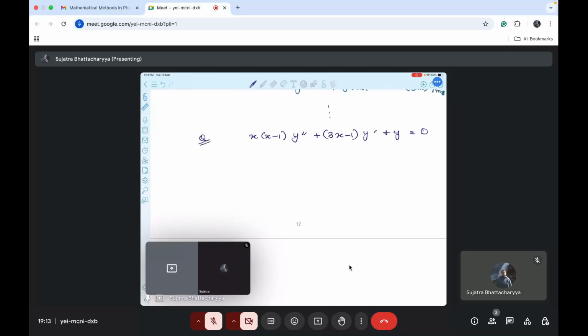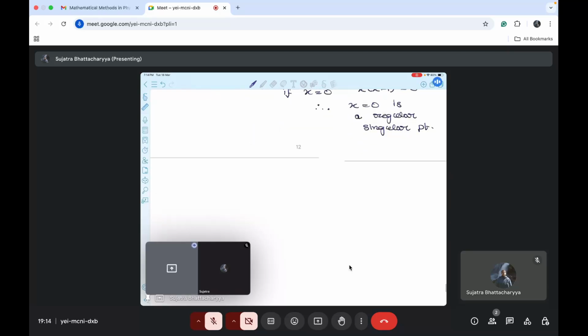First thing you have to check whether x is equal to 0 is a singular point or not. Put this x into x minus 1. If x is equal to 0, then x minus 1 is 0. Right? Therefore, x is equal to 0 is a regular singular point. This is proved. The first thing you have to check this.